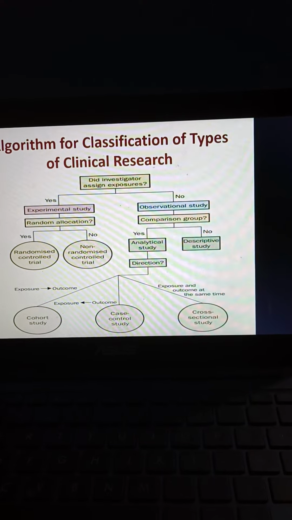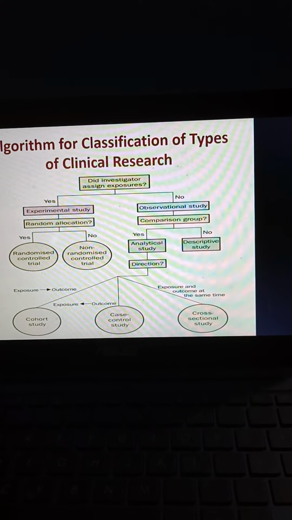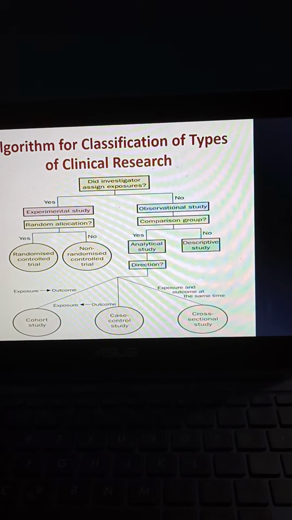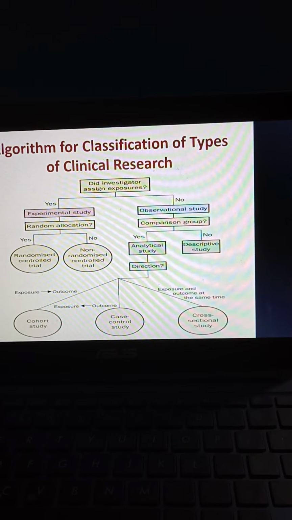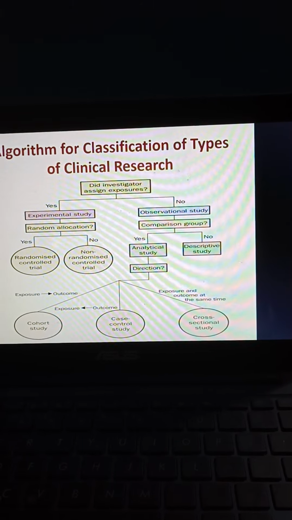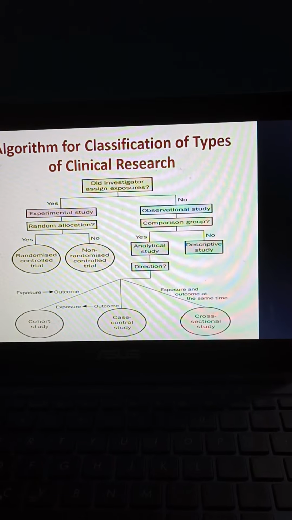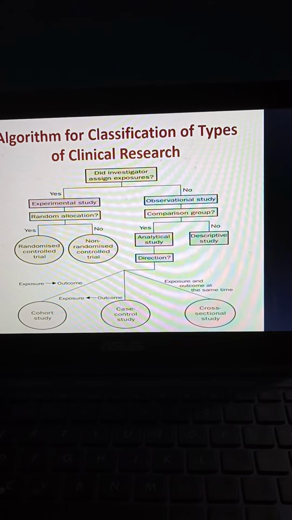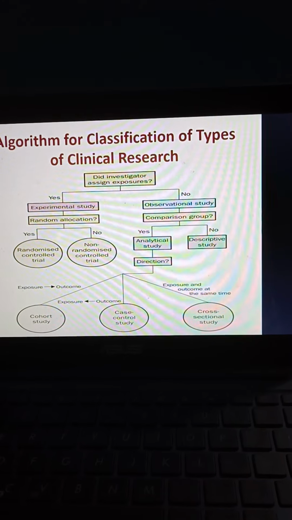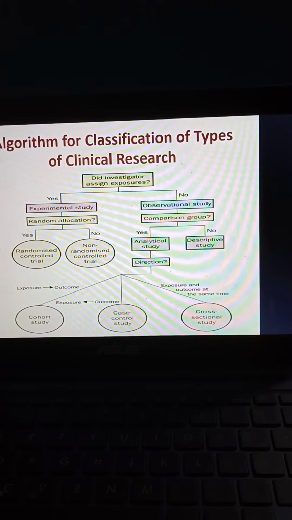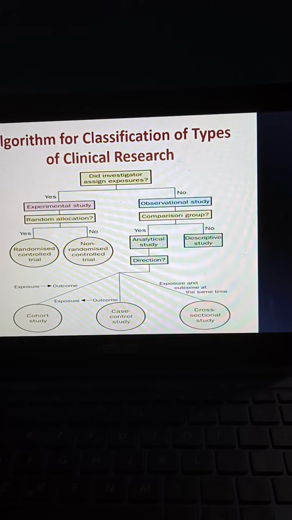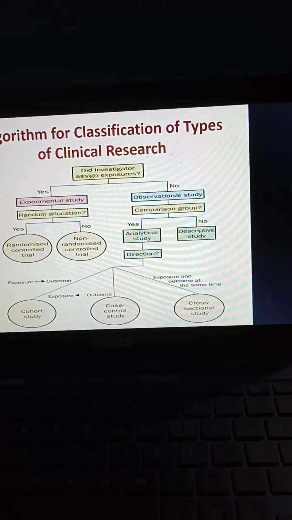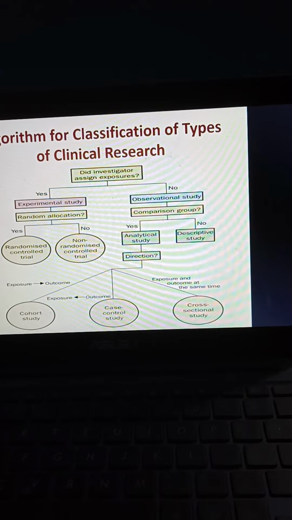Then in case of an observational study, ask the question: is there any comparison group? If yes, then it is an analytical study. If no, that is a descriptive study. In case of an analytical study, ask the question: is there any direction? If the direction is from exposure to outcome, then it is a cohort study. If the direction is from outcome to exposure, then it is a case control study. If exposure and outcome are at the same time, then it is a cross-sectional study.